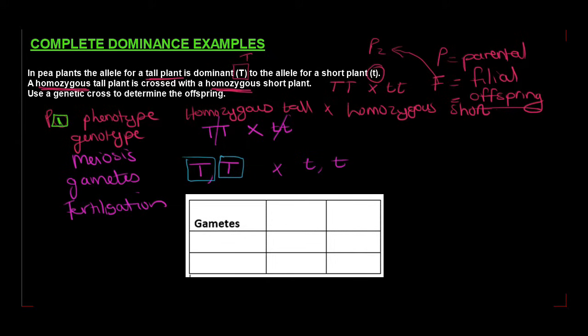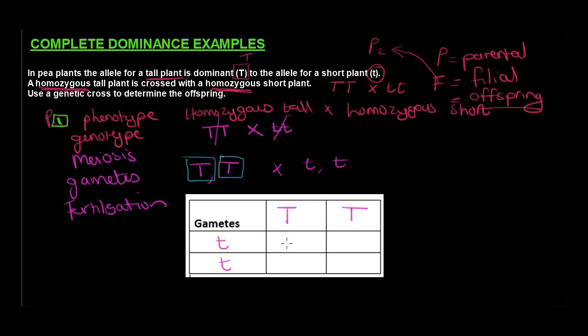So now what you're going to do is take the gametes that you have here and place them in these boxes for crossing. So the first parent obviously is the homozygous tall, so you're splitting the two alleles. Then the other is the homozygous short, and it's going to look like that.